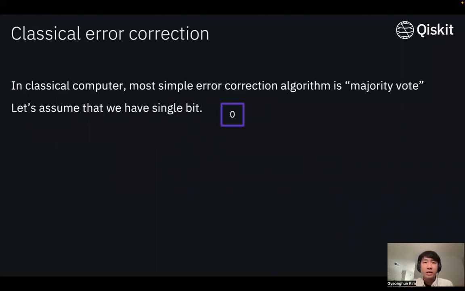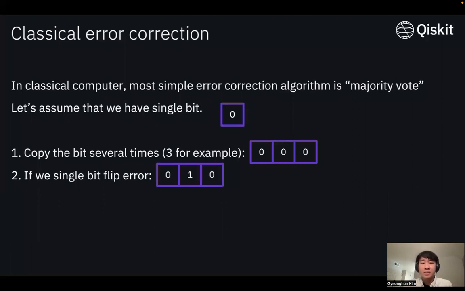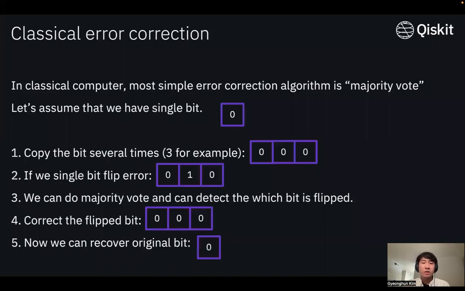So how can people correct this kind of error in a classical computer? Let's assume that we have a single bit which has the number 0. First, we can copy the bit several times. Let's use 3 for the example. Then let's assume we have a single bit flip error in the middle bit. And we can do a majority vote on these bits. We have two 0s and a single 1. So we know that this bit is originally 0 and the 1 is an error. So we can correct that 1 into 0. Finally, we can restore the original bit.